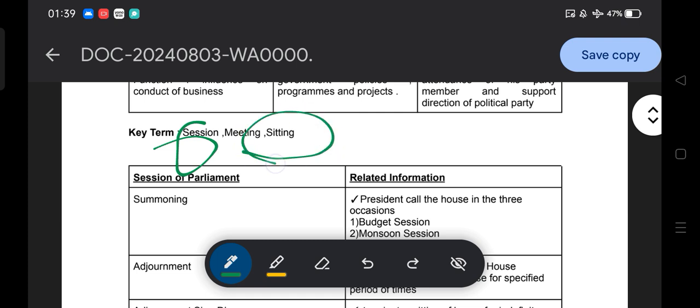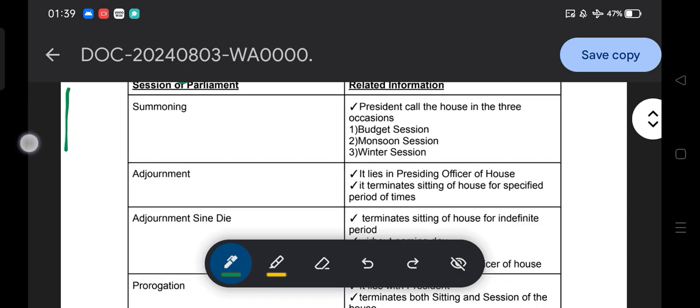Then a sitting, for example, the question hour sitting, then after the question hour, there will be a zero hour. So this is a sitting. The first sitting is from 11 o'clock to 2 o'clock, then after 2 o'clock, 3 o'clock to 6 o'clock. So these are the different sittings. You need to remember what is a session, what is a meeting, and what is a sitting.